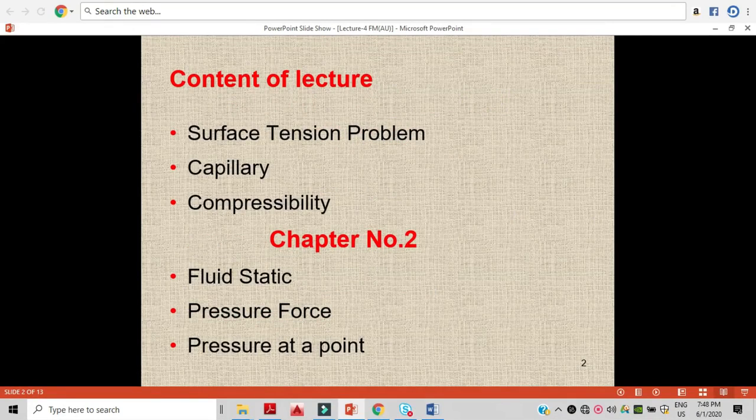So the content we are going to study today: the surface tension problem, the derivation we did last time, the capillary and capillary effect, and compressibility of fluid. Then we will do up to some extent chapter number 2. We will start a new chapter, that is fluid statics. In this fluid statics we will see what fluid statics is, the pressure force, and the pressure at a point that we will study.